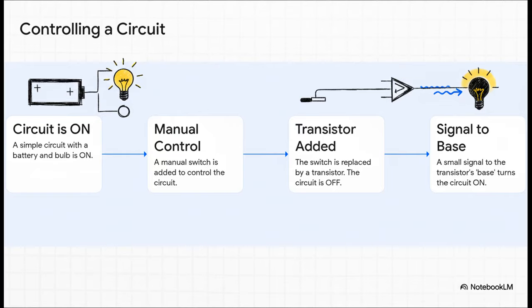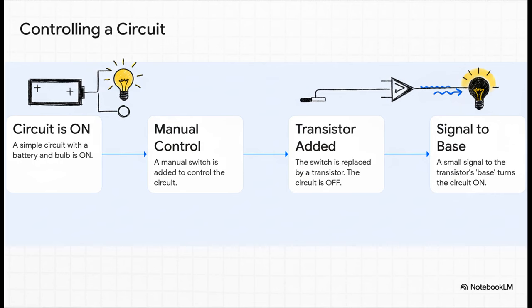Picture a basic circuit. You've got a battery and a light bulb. It's on. Simple enough. We could add a manual switch, right? But that needs a human to flip it. Now, here's where it gets really interesting. Let's swap that clunky switch for a transistor. Right away, the circuit is off. The transistor is blocking the flow.